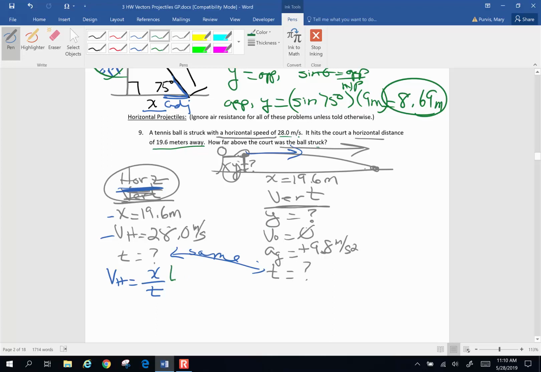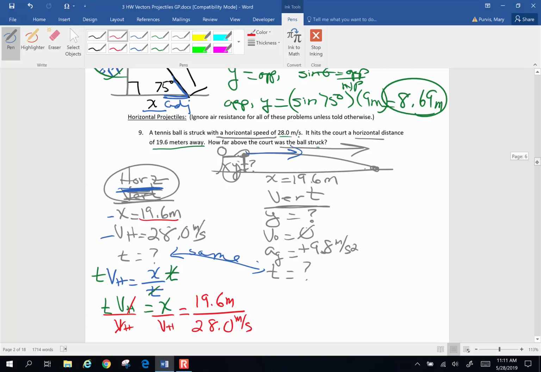So we're going to do a little magic algebra. I want to solve for time. I'm going to multiply both sides by t. T times horizontal velocity is going to equal x, and then I want to get t alone, so I'm going to divide both sides by vh. And I'm going to end up with time is x over vh. X is 19.6 meters. Horizontal velocity, 28 meters per second.